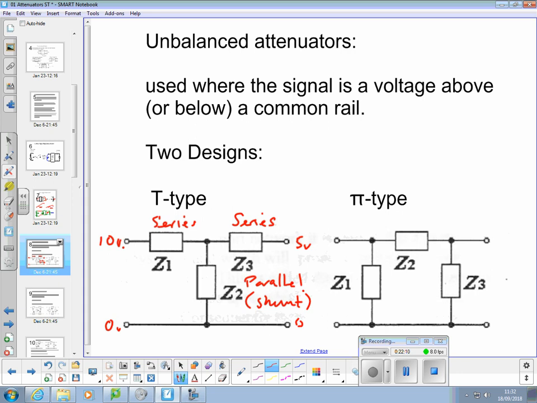Yeah, and this one's called the pi because it looks like the pi symbol. I don't know what they call that one, probably something different. I don't know, the castle type? I don't think they do, actually. So in that, we've got one series and two shunts, two parallels. I know of no particular reason why you'd choose one over the other, other than maybe the components you've got available.